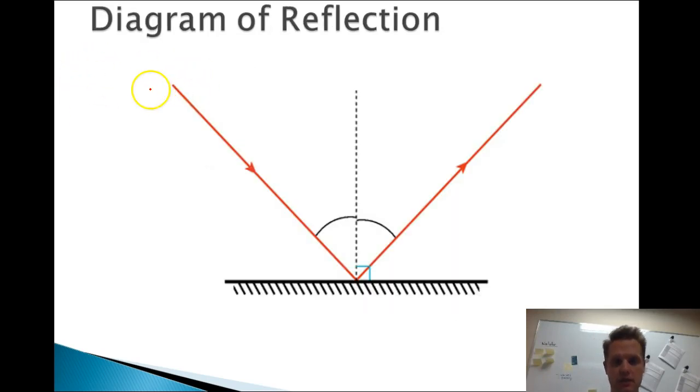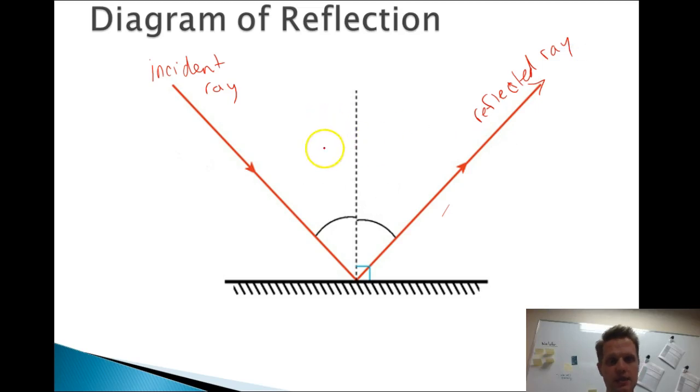Let's label everything. First of all, this ray going in, the arrow shows the path. So this light is coming in here, which means that this is our incident ray. And you can see that it's bouncing off in this direction here. This is our reflected ray.